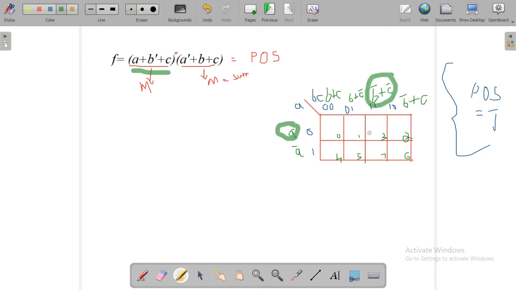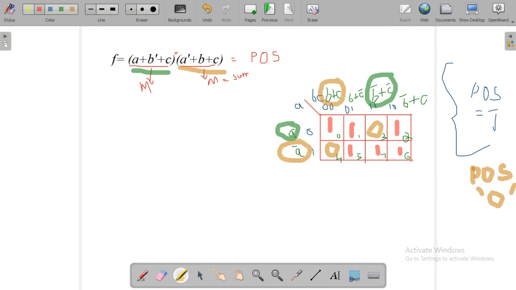So we can write A plus B dash plus C. Here we have to draw which value in POS means, 0 should be filled. In the corresponding max term we have to fill zeros. So A plus B dash plus C is 0, and one more max term is there, that is A dash plus B plus C. So this column and this row. So here also we are drawing 0, and the remaining we can fill with ones, because this is a POS expression.